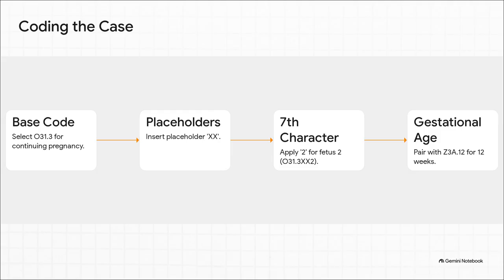O31.3XX2. And finally, step 4, we never ever forget our Chapter 15 rule. We must pair this with the gestational age code. At 12 weeks, we assign Z3A.12. So your final claim is going to feature O31.3XX2 followed perfectly by Z3A.12. That, my friends, is precision coding.